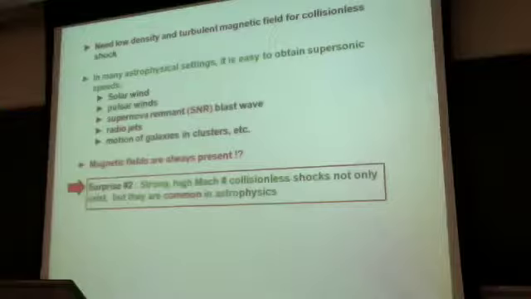Okay. So you need low densities and turbulent magnetic fields for a collisionless shock, but in astrophysical settings, it's very easy to obtain supersonic speeds. Virtually everywhere you can do this. And magnetic fields are always present. Maybe we're not sure where they come from, but they certainly are always present. So the second surprise is that not only do they exist, but strong collisionless shocks are common in astrophysics.